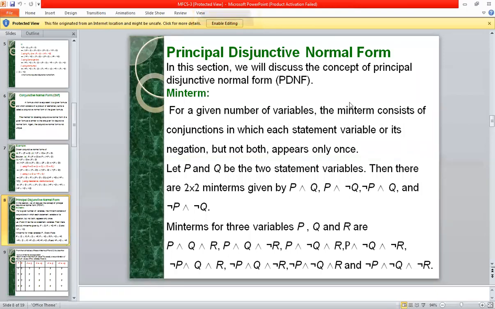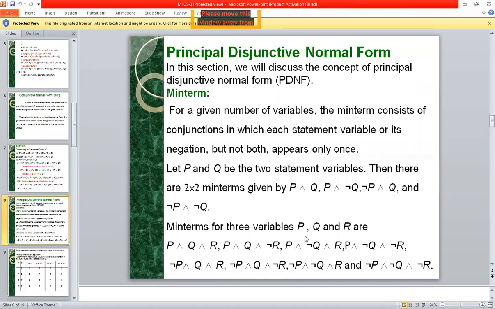Those are P and Q and R; P and Q and negation R; P and negation Q and R; P and negation Q and negation R; negation P and Q and R; negation P and Q and negation R; negation P and negation Q and R; and negation P and negation Q and negation R. These are the possibilities of three variables for minterms. These are the minterms for three variables P, Q and R.